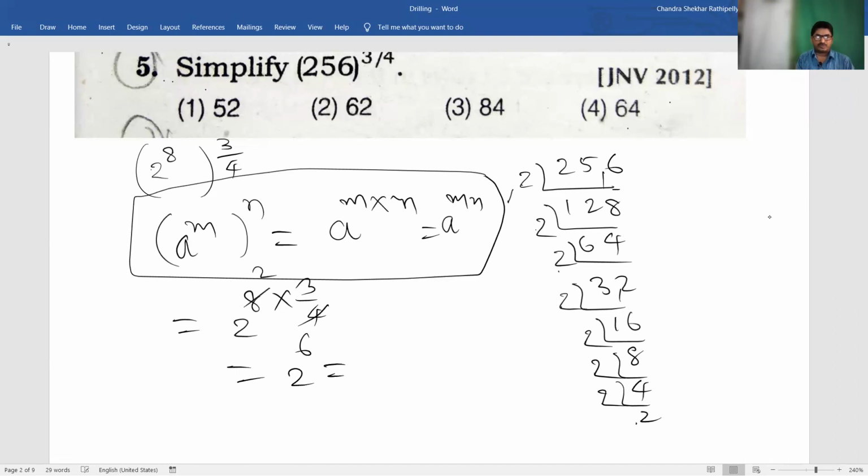2 to the power of 6 means 2 twos are 4, 4 twos are 8, 8 twos are 16, 16 twos are 32, 32 twos are 64. Once again, 1, 2, 3, 4, 5, 6 up to here. 2 twos are 4, 4 twos are 8, 8 twos are 16, 16 twos are 32, 32 twos are 64. 64, option 4. So this is the method of finding this problem.